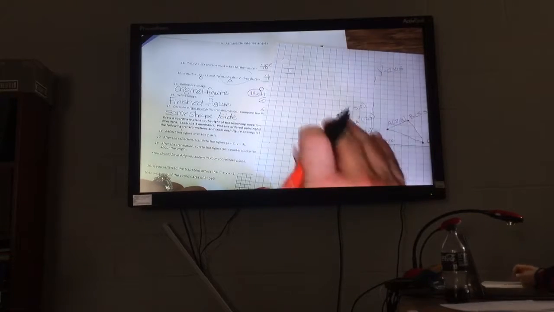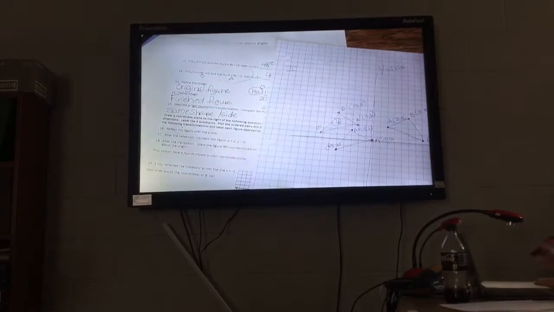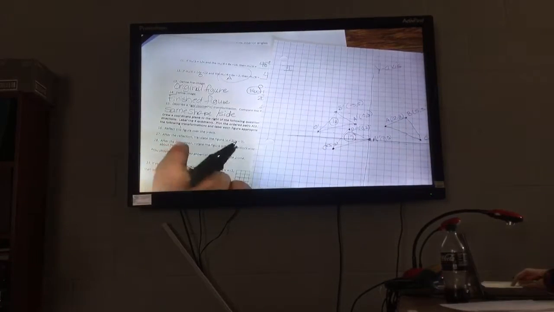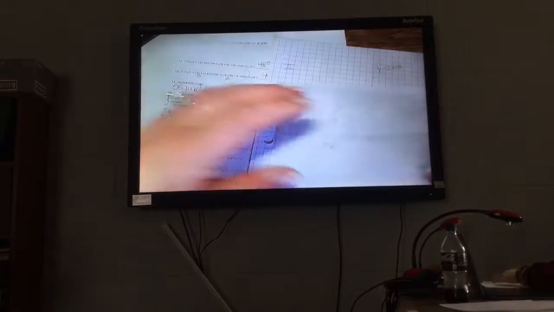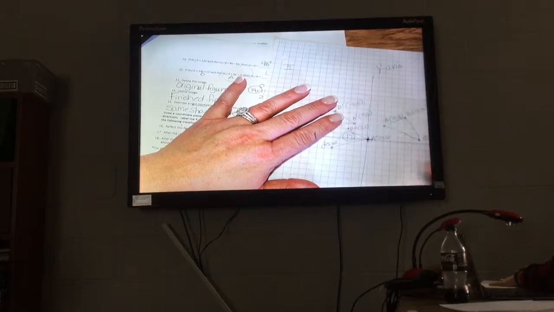Notice, I'm not being super accurate with my drawing of my lines, but the shapes are the same shape and size. None of the area changes. So that's number 17. And then it says after the translation, rotate the figure counterclockwise 90 degrees. And I always assume it's around the origin unless it tells us.